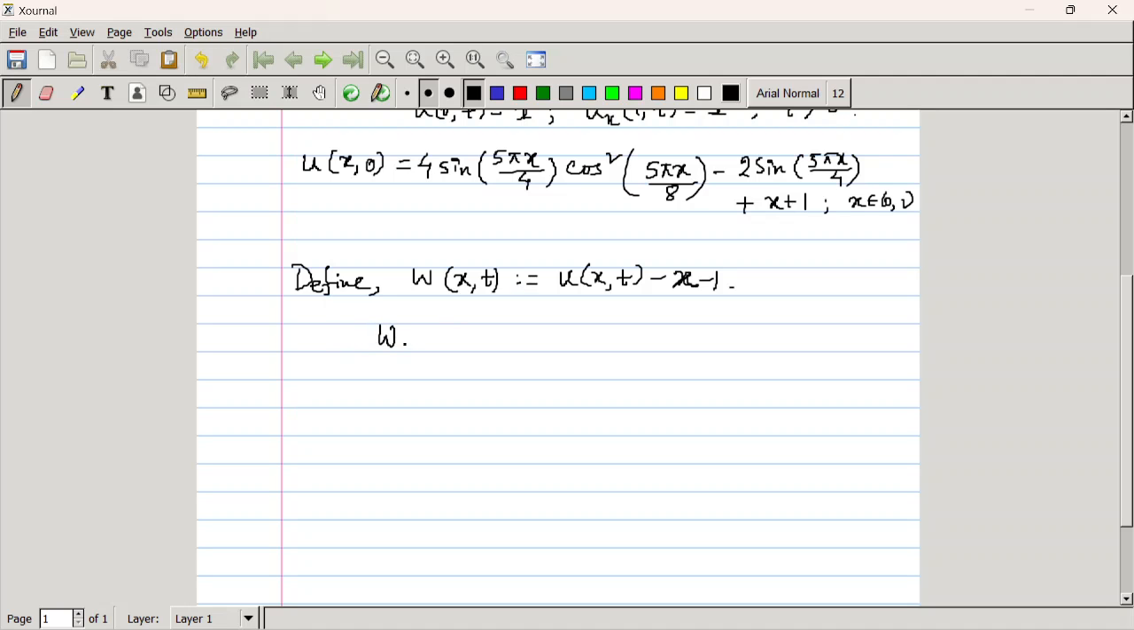So what is wt? Can you tell me? The partial derivative with respect to t. What is that? Can you tell me? Otherwise, I will tell. No hesitation.